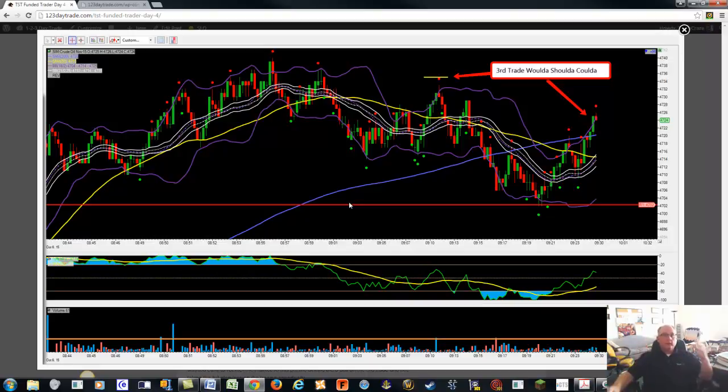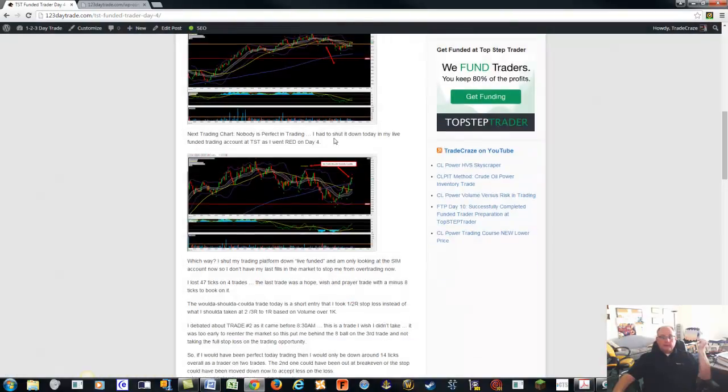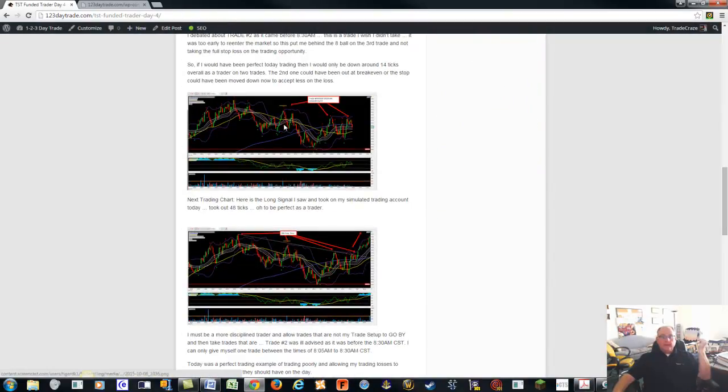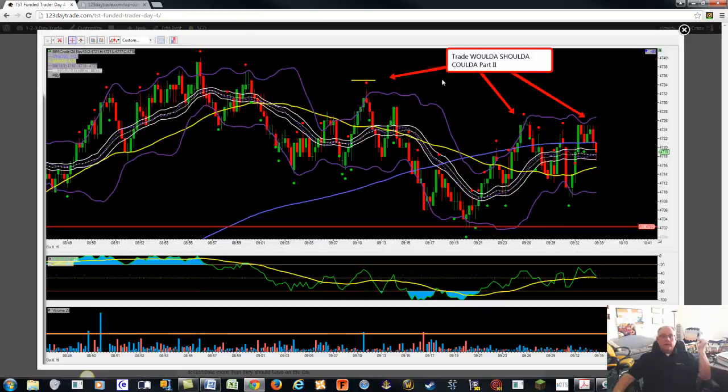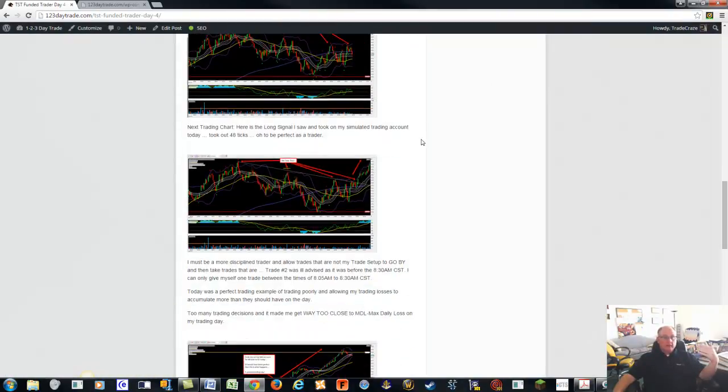So this was trade 3, which should have been trade 2. And I said I could have got out here at break even, is what I'm getting at on this particular trade. And here is part 2 of coulda, woulda, shoulda. So now you see that something's being formed here, right? And this is something I see, but I ended up taking in my simulated account because I had already gone too far and lost 47 ticks before I was able to take advantage of this.